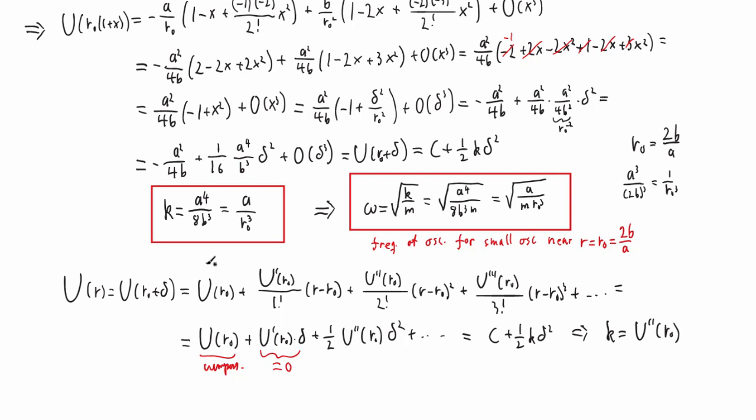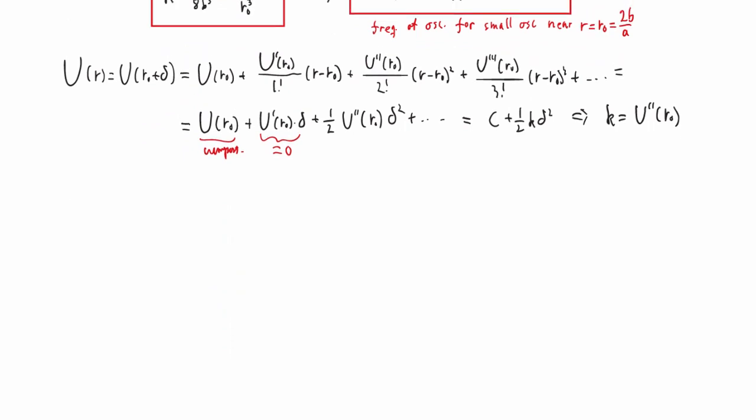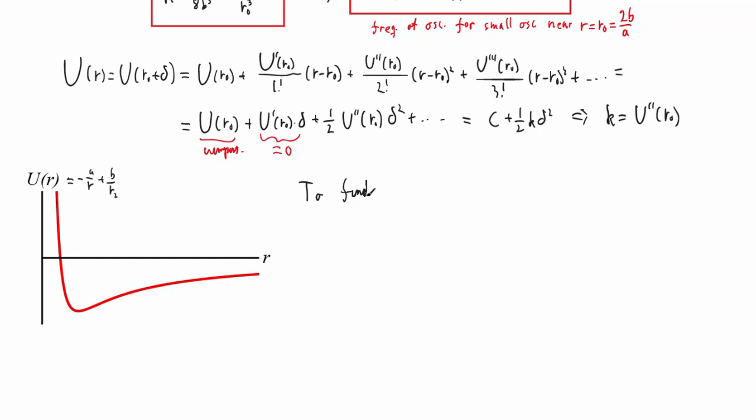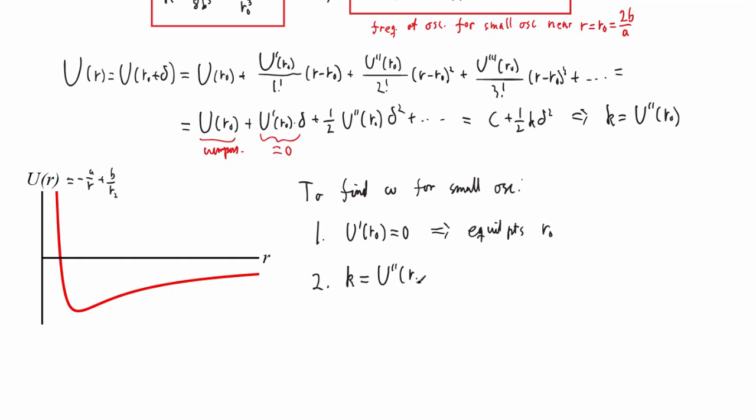So that suggests a model for solving this type of problem. And this is really what you should be doing when you encounter this problem in an exam or on a homework. So we have this potential, which is minus a over r plus b over r squared. So to find omega for small oscillations, we do the following. Step 1: set the first derivative of the potential to 0, which amounts to setting the force to 0. And then part 2 is k is just equal to u double prime at r0.